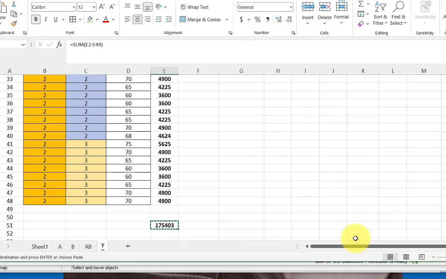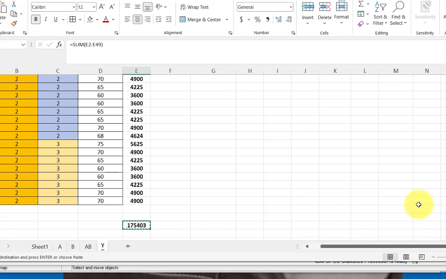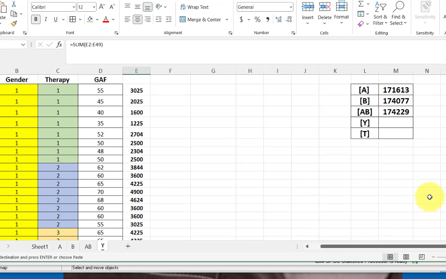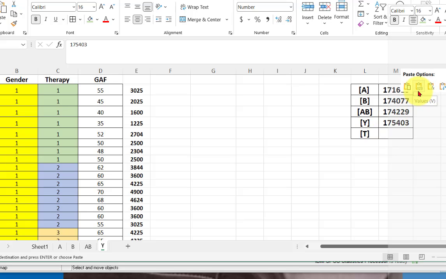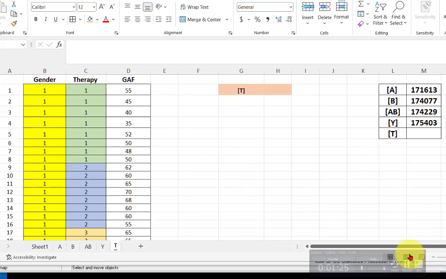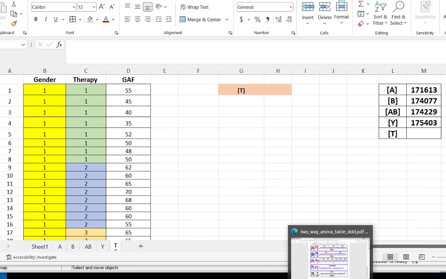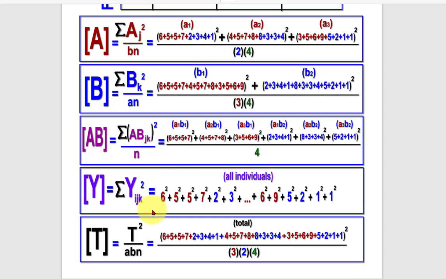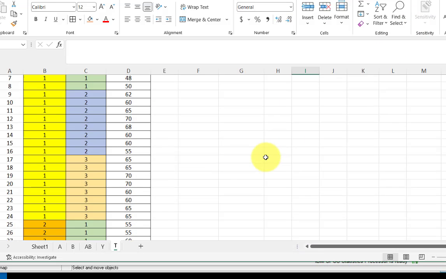Copy. Over here. Y squared, and again we're just going to paste the values. Alright, last but not least is the T squared. So T is we add them all up first and then we square them and we divide by everybody, right? Alright, add them all up first.